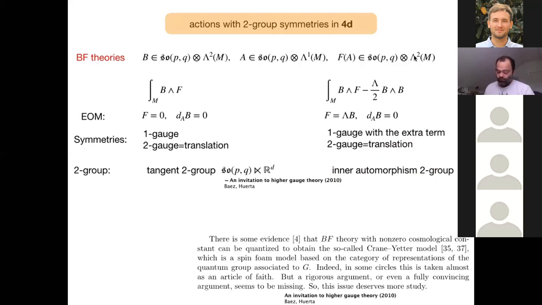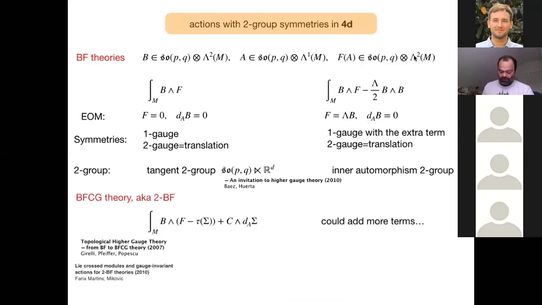I wanted to put out also some text that is in this review, where it's pointing out that this type of action is usually said to correspond to the Crane-Yetter model, where you have a spin foam with a categorical representation of the Poincaré group associated to G here. And he says that in some circles, this is taken almost as an article of faith. I wanted to mention that to this audience. And so he's saying that actually there is no real, fully convincing argument, and so that should be studied more carefully.